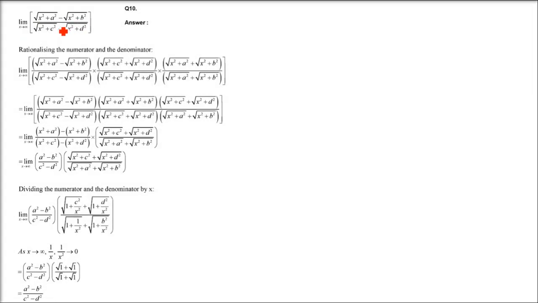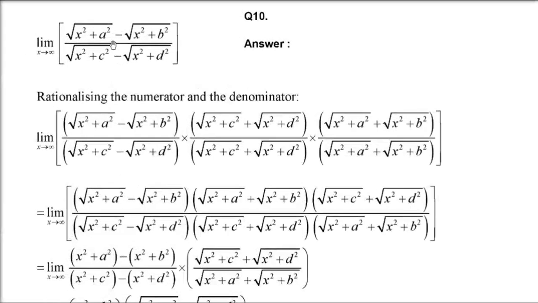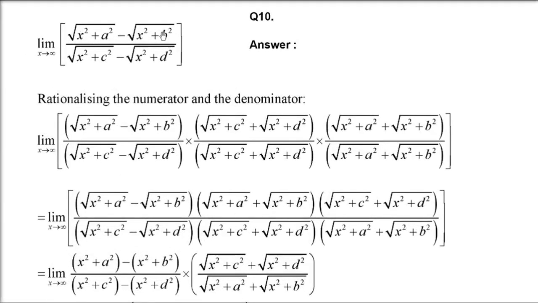Question 10: under root x square plus a square minus under root x square plus b square divided by under root x square plus c square minus under root x square plus d square. And this is limit x tends to infinity. So what we'll do, we'll apply the limit. If we apply the limit, we'll get infinity minus infinity by infinity minus infinity, that is infinity by infinity. So that is the problem. What we'll do, we will take the numerator first, denominator then, and we will multiply it with the RF, rationalization factor. So we'll multiply it by RF.